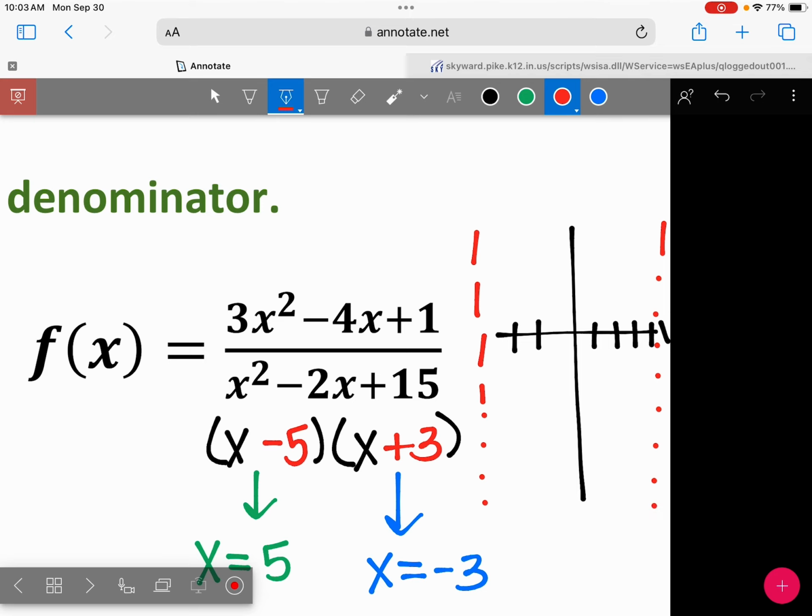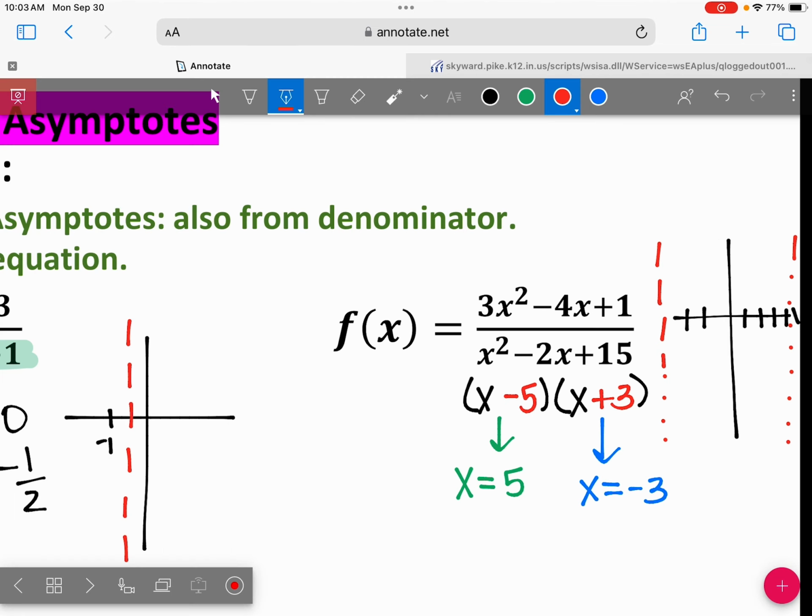So in this example, we would have our graph divided into 3 sections. We would have something happening on the left of negative 3, something happening in between negative 3 and 5, and something happening on the right of positive 5.